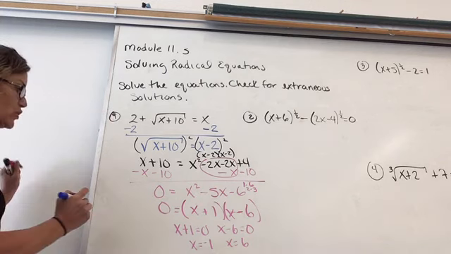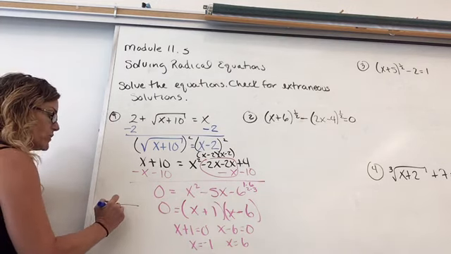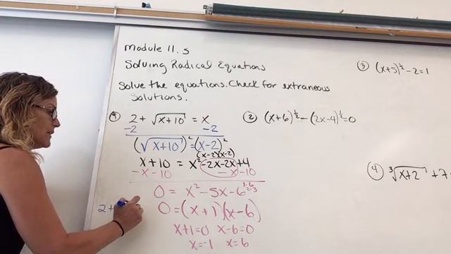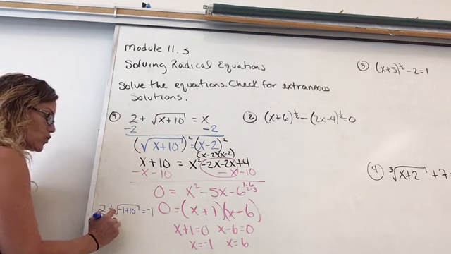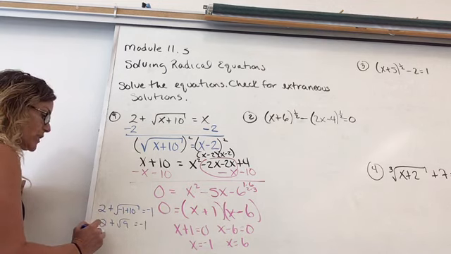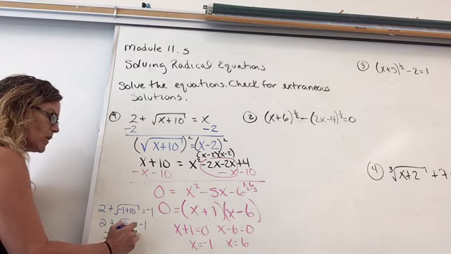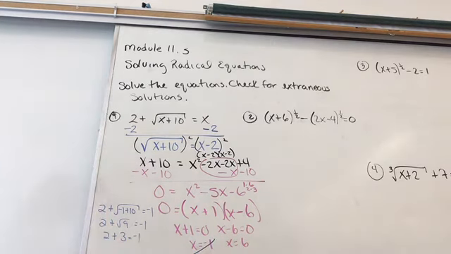So we want to go back to our original equation. We're going to check both these answers. So 2 plus the square root of negative 1 plus 10 equals negative 1. So that's 2 plus the square root of 9 equals negative 1. The square root of 9 is 3, so 2 plus 3. Guess what? That doesn't equal negative 1. So this is an extraneous solution.